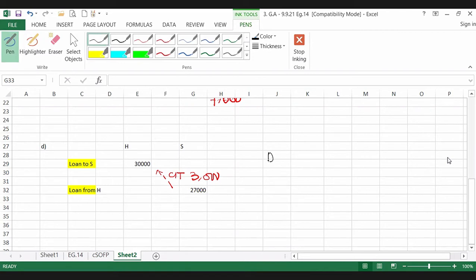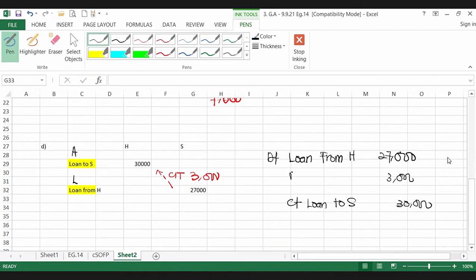So in this case, this is asset, this is liability. So debit loan from H 27,000 because liability, eliminate credit, and credit loan to S because it was asset, 30,000. So the difference is the cash in transit. So we strictly record it in the bank.